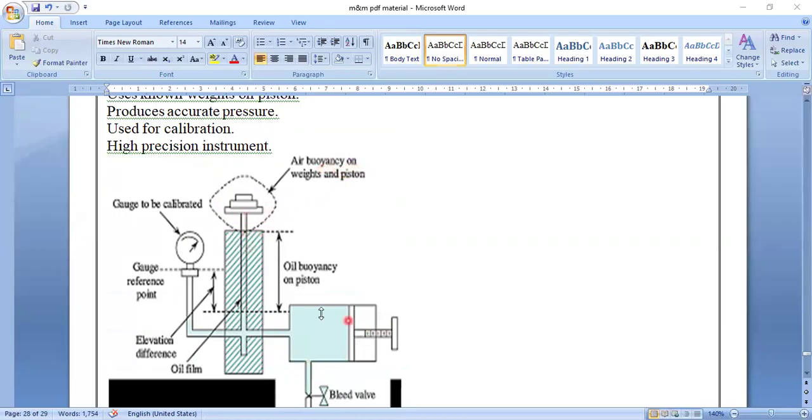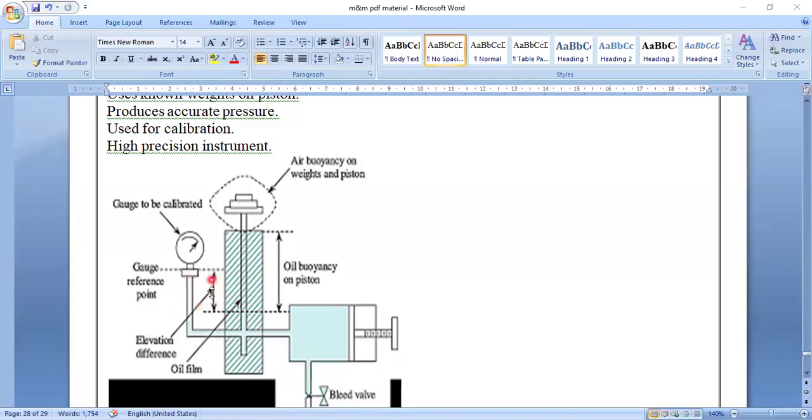So this is already filled with some liquid. A weight is kept here on this one. This weight is coming down and pushing the liquid here. From this side also you are pushing the liquid here. So what is happening? The difference is measured here.